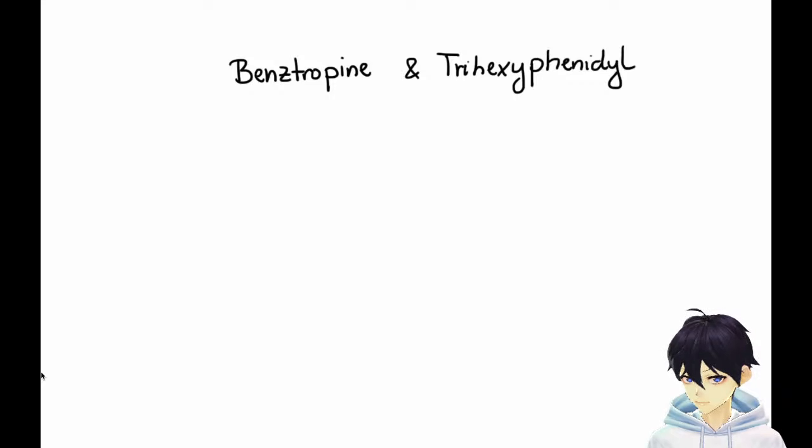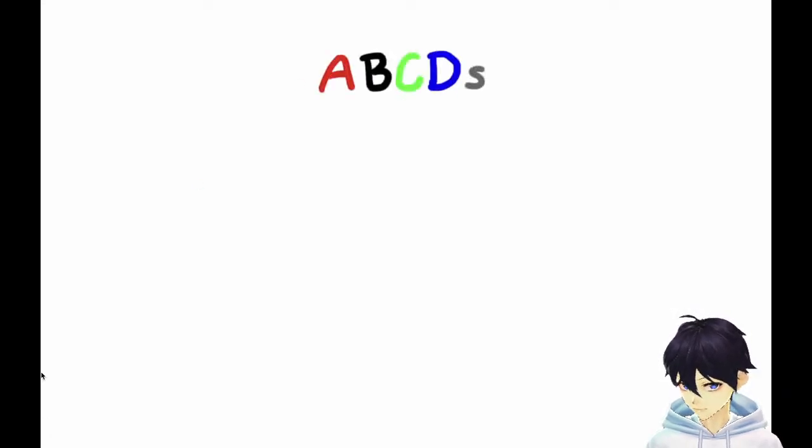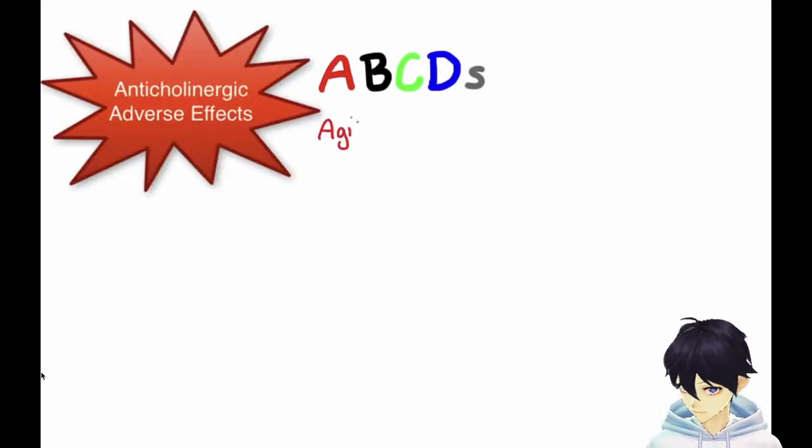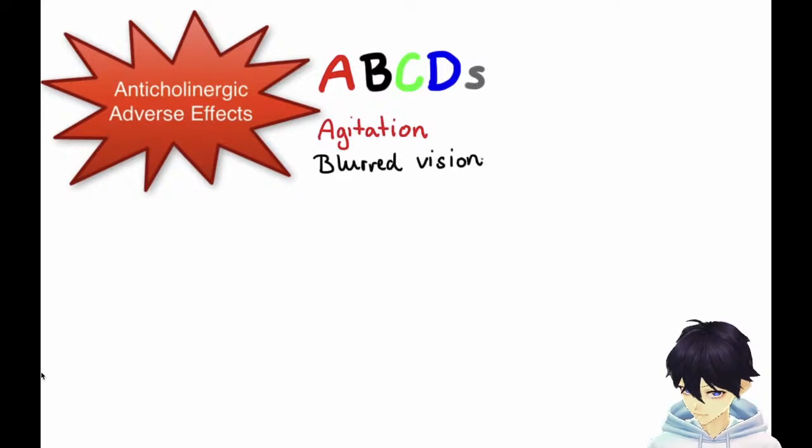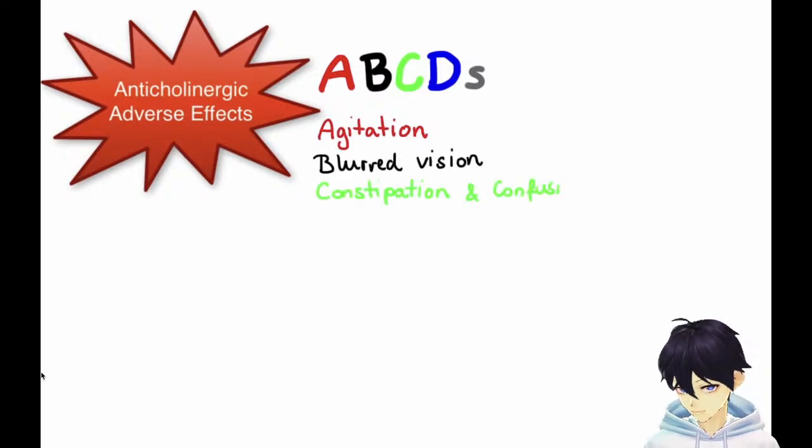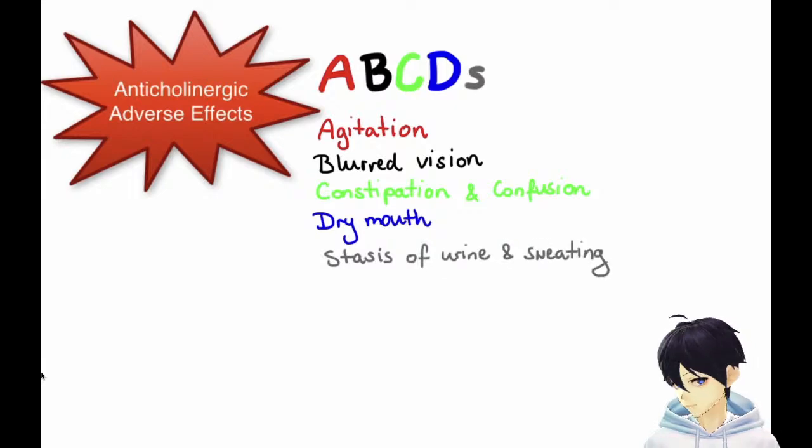Last but not least, I wanted to briefly mention two muscarinic blockers, benztropine and trihexyphenidyl, which through their ability to suppress central cholinergic activity, were found to be very beneficial in treatment of Parkinson-like disorders. Now, before we move on to the next group, I wanted to make sure everyone watching this video remembers their ABCDs, which will help us to remember anticholinergic adverse effects, where A stands for agitation, B stands for blurred vision, C stands for constipation and confusion, D stands for dry mouth, and S stands for stasis of urine and sweating.